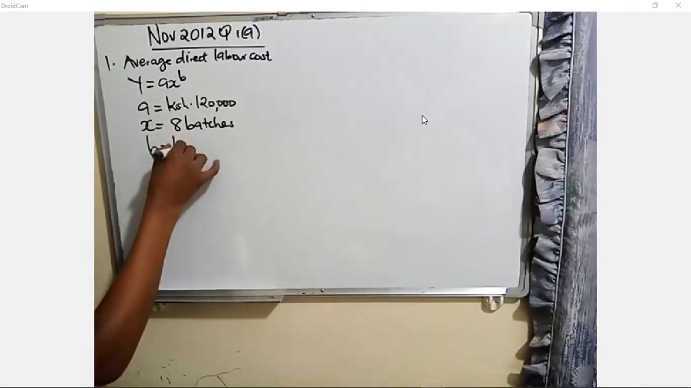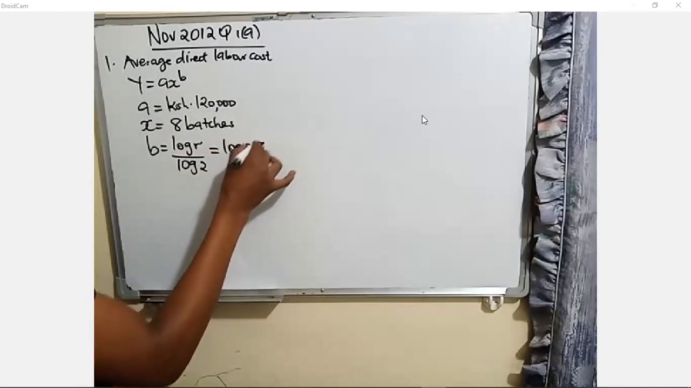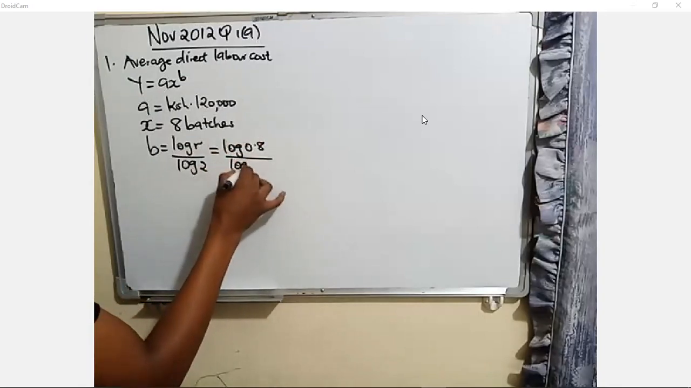How am I going to get b? We normally take the log of r over the log of 2. Sometimes the examiner may fail to give you that answer, but here they have not given us the value. So I'm going to take the log of 0.8 over the log of 2. The log of 0.8 over the log of 2. How much is this?